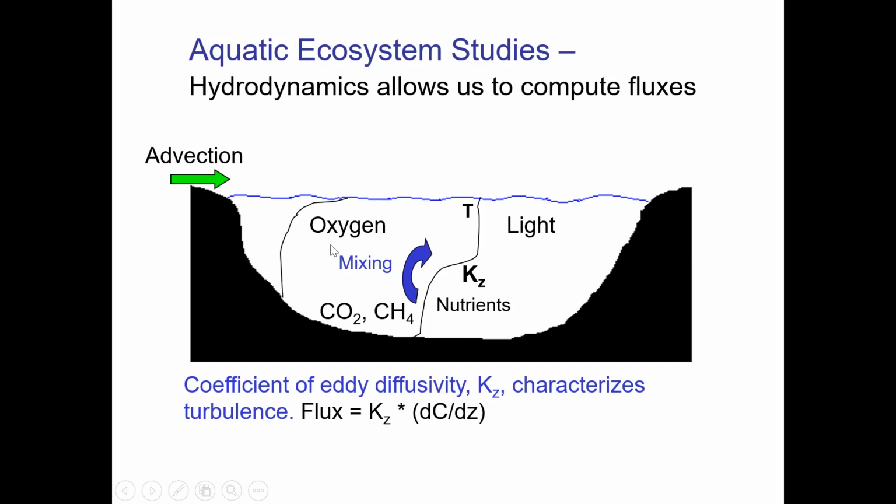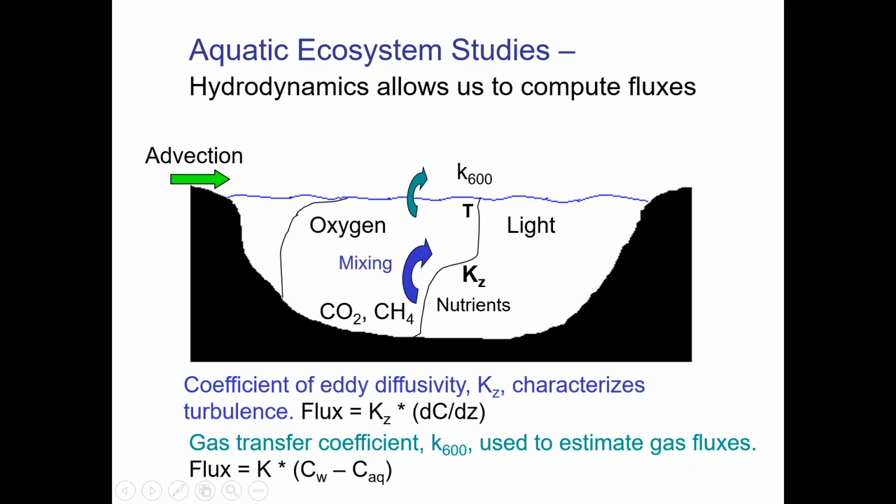Where does this water flow? How much is it mixed in the vertical and the horizontal? And another key term that we always like to calculate is the flux of dissolved, usually gases, across the air-water interface. And so that's another K, often normalized to 600. And again, the equation is deceptively simple. The flux is K times the concentration of your gas in the water minus that dissolved right at the very top of the air-water interface.